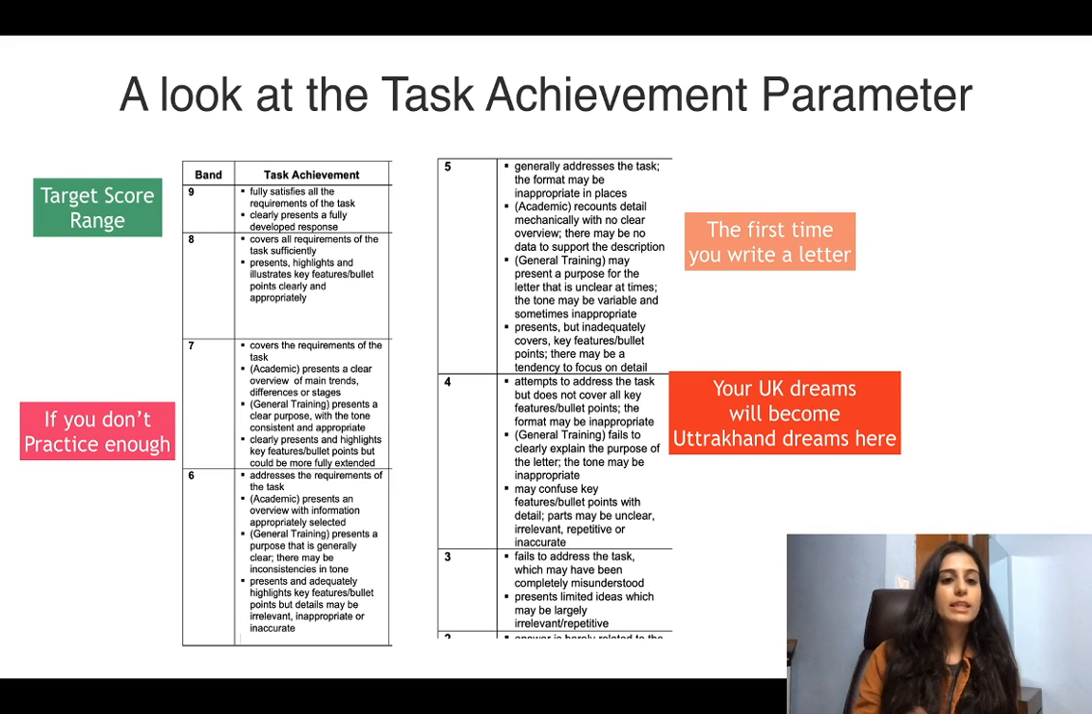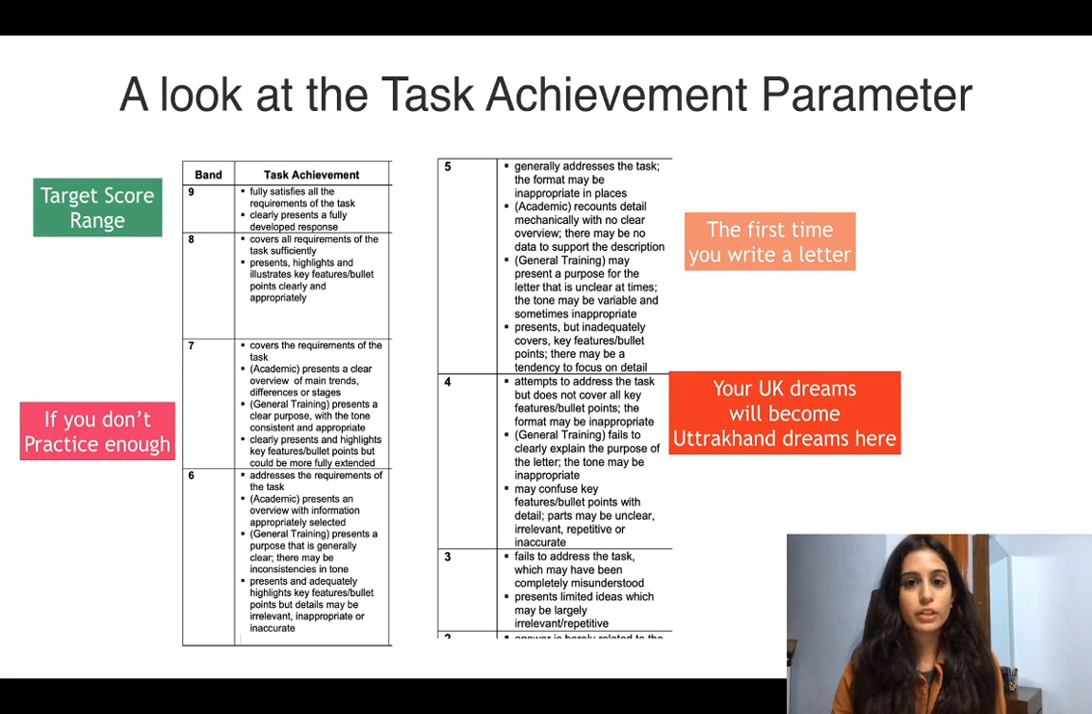Now let's have a look at the 9 band score task achievement. So fully satisfies all the requirements of the task. So you need to satisfy all the requirements of the task by elaborating properly whatever is asked in the question. Only then you'll get 9 band scores, and also clearly presents a fully developed response. So the response needs to be fully developed, which basically means you can add some examples, you can give some relevant information to extend and elaborate it in a detailed manner.